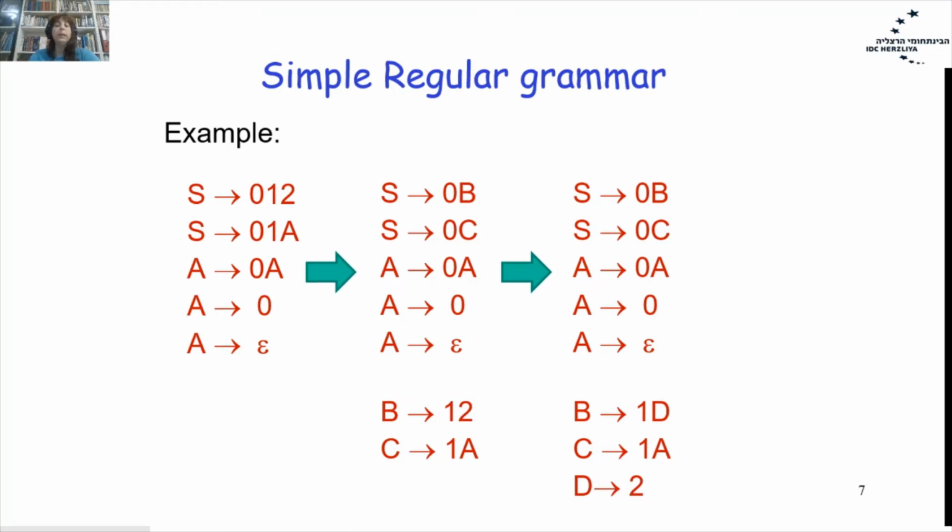So let's rewrite the rules for variable B. B derives 12 is not a correct form, so we rewrite it. B derives 1D, and from D we derive the rest of the rule, which is 2. The new grammar is a simple regular grammar.